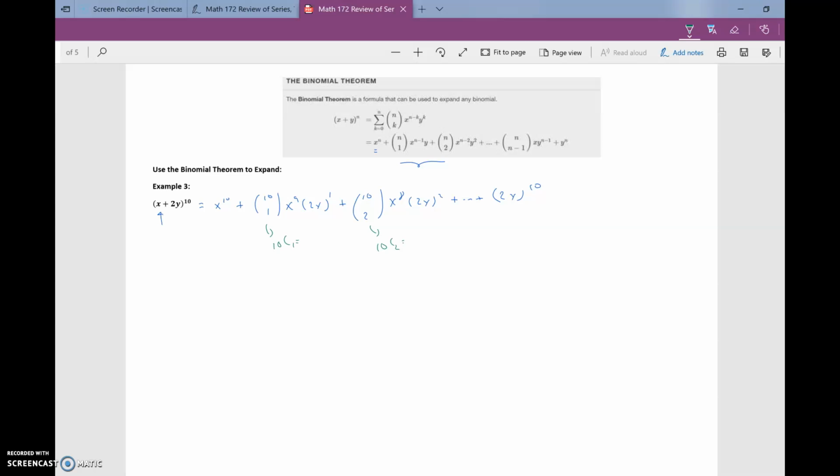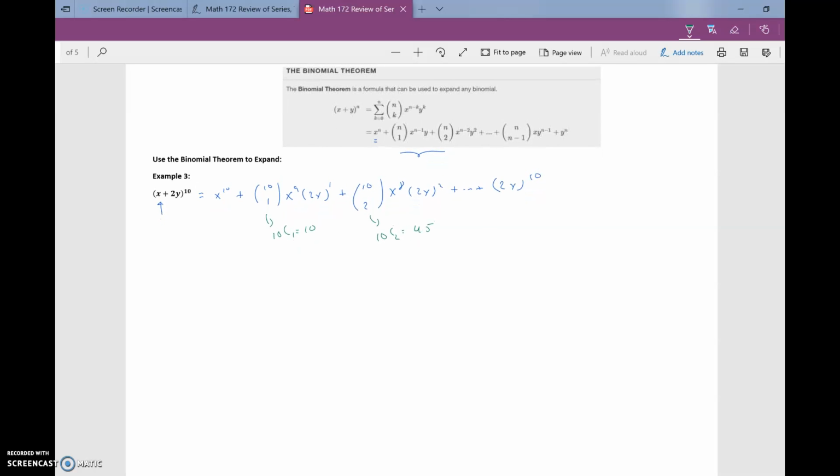I need you to find these in your calculator. They're going to be next to the probability button. 10c1 should give you 10. Then 10c2 should give you the value of 45. Next, we're going to plug in those two constants and simplify it as much as we can.